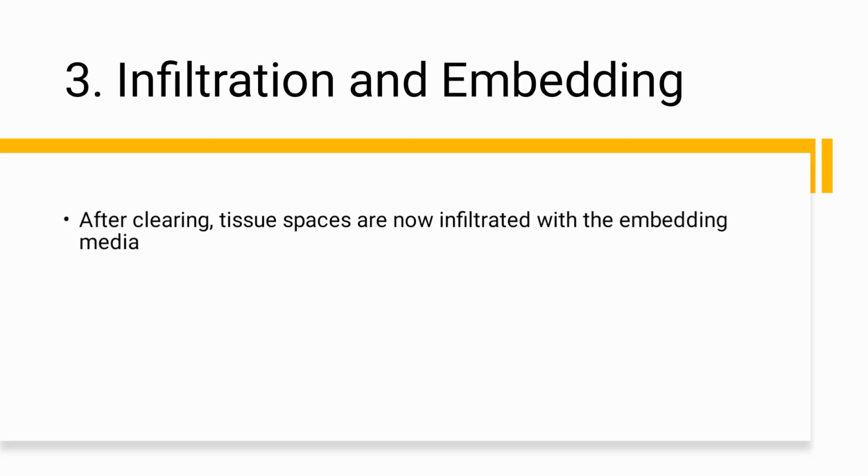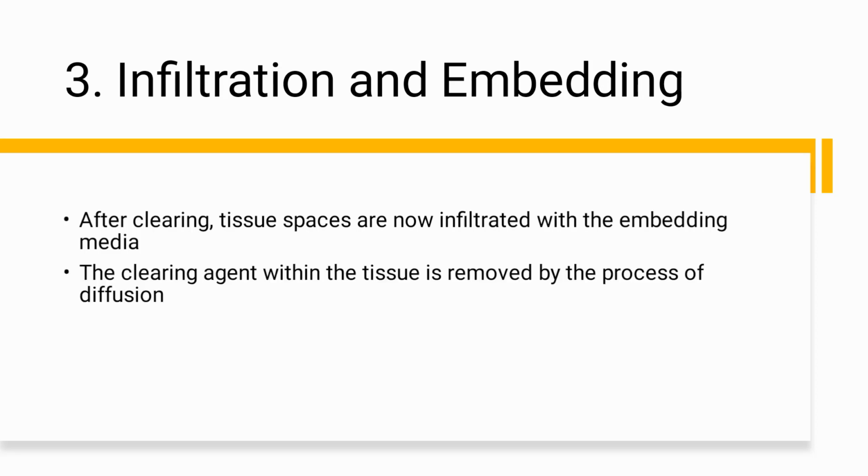The infiltration and embedding is the stage after the clearing, in which, in the clearing stage, the tissues are cleared from alcohol, and that alcohol is replaced by xylene. So after clearing, the tissue specimens will now be infiltrated with the embedding medium, and this clearing agent is removed by the process of diffusion.